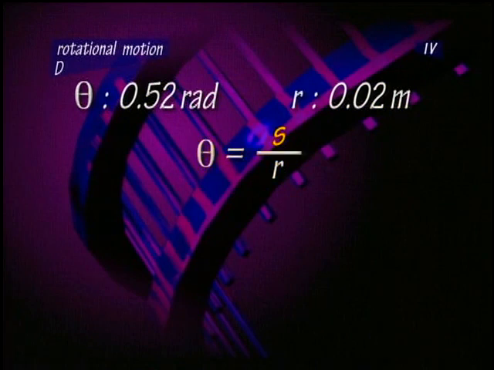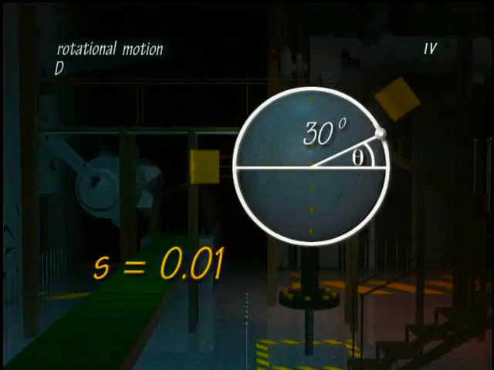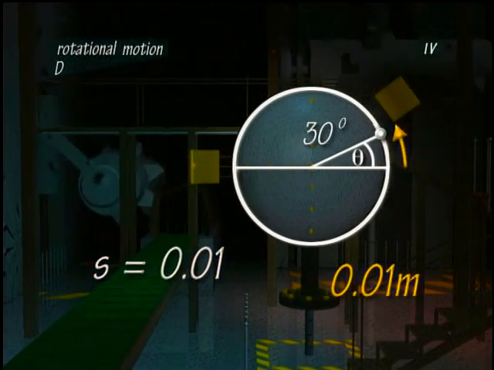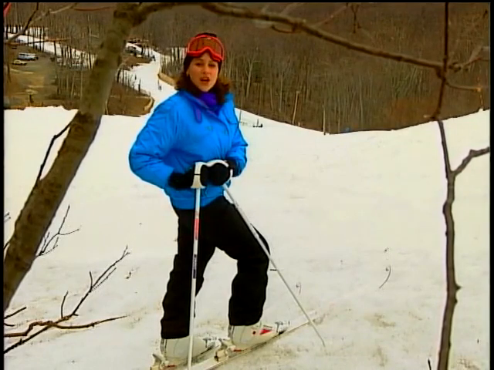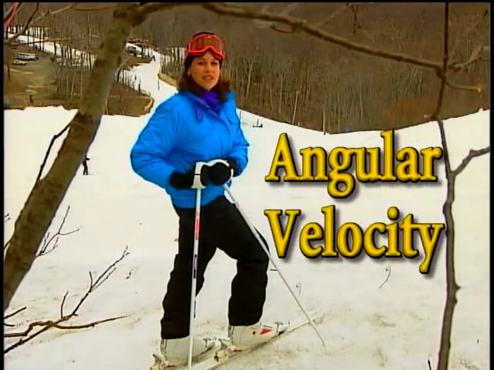We're solving for s, so switch the equation around to get s equals r times theta. s equals 0.02 meters times 0.52 radians. Multiply and s equals 0.01, which means that the point on the edge of the circle traveled 0.01 meters. So now we know how to find the distance a point on a rotating object travels when we use angles and radians. Now let's learn about the angular velocity of a rotating object.